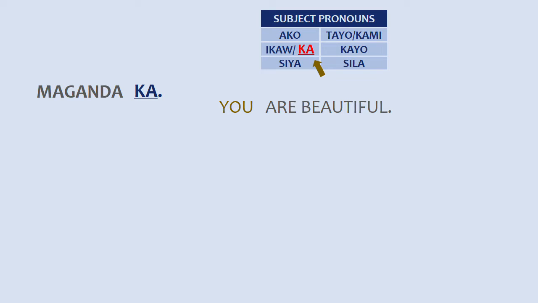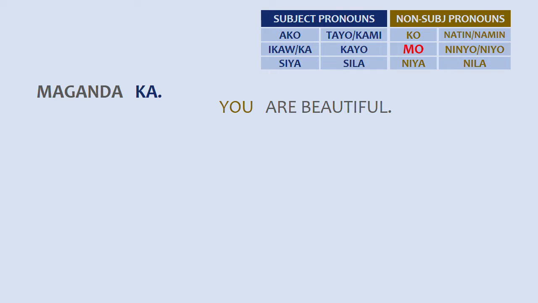Ka is a subject pronoun. So this time, when we're going to do the other sentence pattern, we do not use a subject pronoun. Instead, we use its corresponding non-subject pronoun, which is mo. So we say, ang ganda mo.